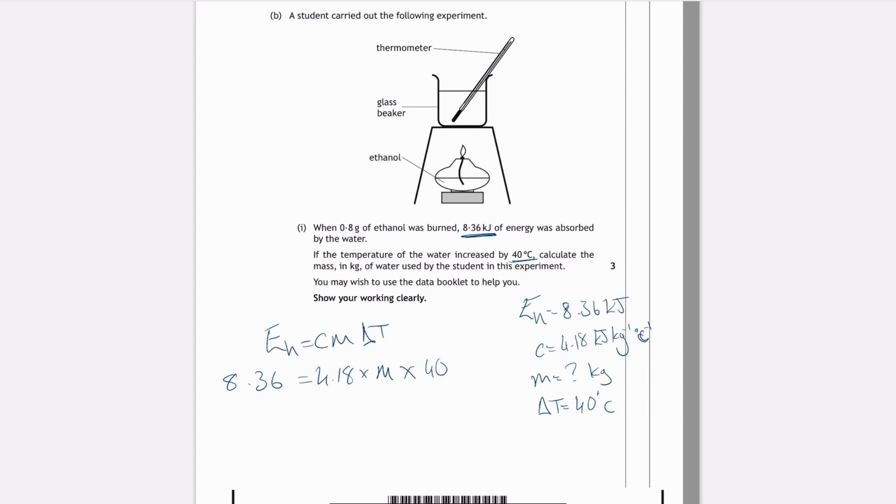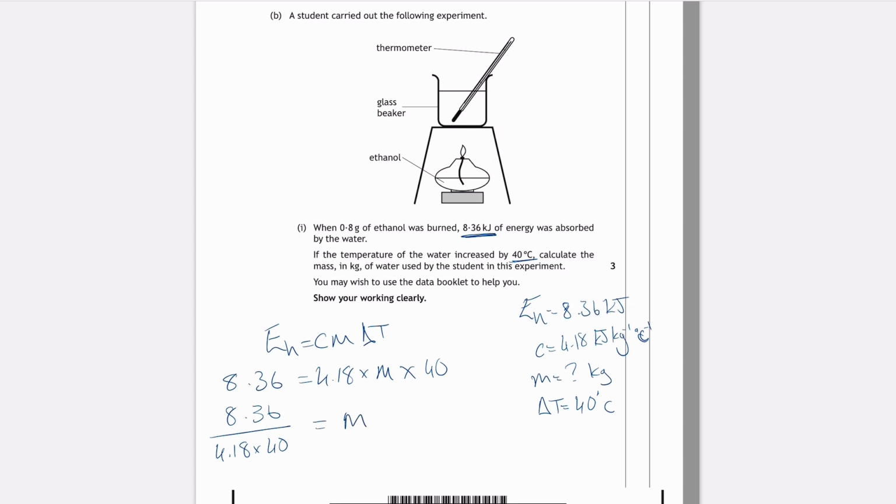So we want m on its own, which means we need to divide by the 4.18 because it's times on this side, it'll be divided on the other side. And then because this 40 is times on this side, it'll also be divided on the other side. So 8.36 divided by 4.18, and it's also divided by 40. And that should give us m.